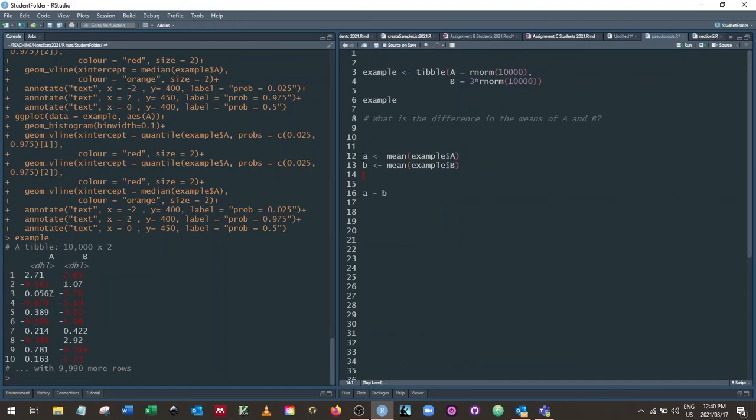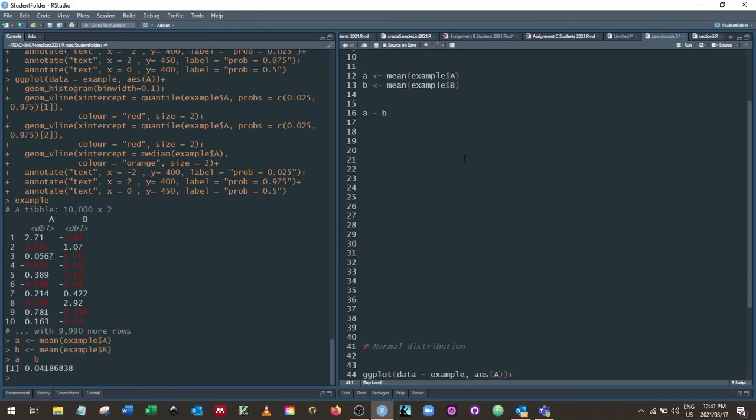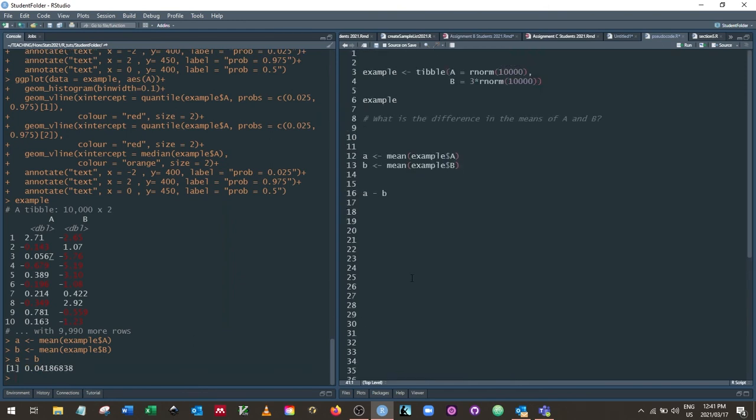So this would be the syntax to answer this question. I assign to the object A the mean of example $A. Do the same for B, and then I say A minus B. Okay, so I run that and I get an answer. So that's the actual code. But what I mean with pseudocode is we're not going to use the syntax of the actual R code, but we're going to write down the steps that we would follow in any coding language.